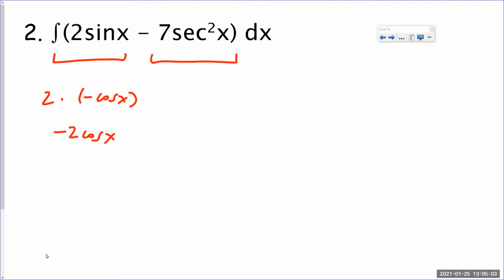Let's do the second term. What's the integral of negative 7 secant squared x? Well, negative 7 you can pull out. Okay, what's the integral of secant squared, guys? Tangent x. So I'm going to carry that down here. Negative 7 tangent x. And don't forget him, guys. Don't forget Charlie. All right, we're good so far. All right, let's move down, guys.